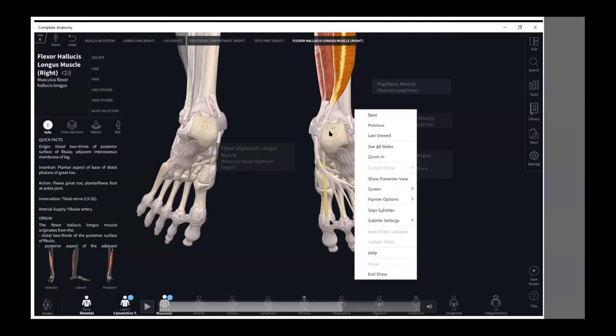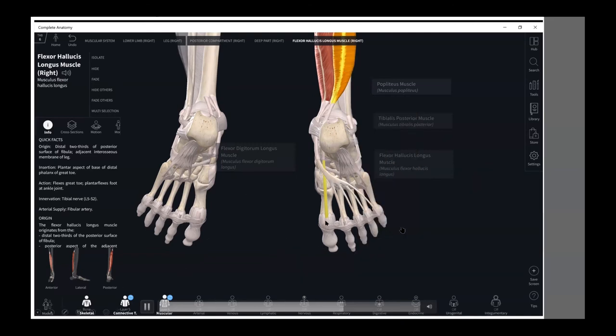My very next thing is I want to needle into flexor hallucis longus. You know, synovium, and then just more tissue. Its action: it flexes the great toe and plantar flexes the foot at the ankle joint. Again, innervation is via the tibial nerve, L5, S1, S2.